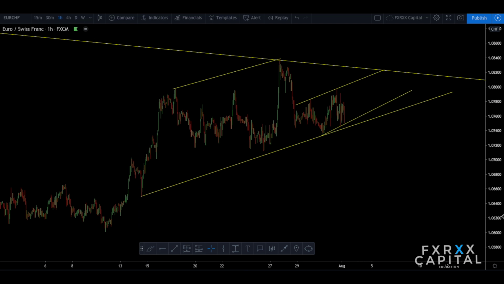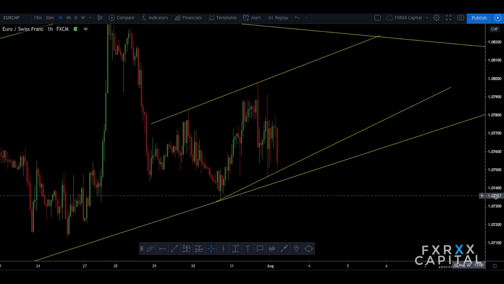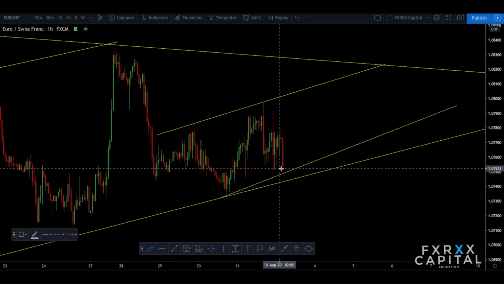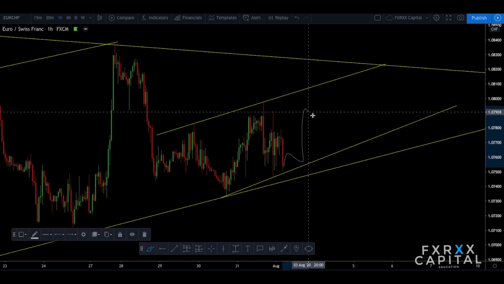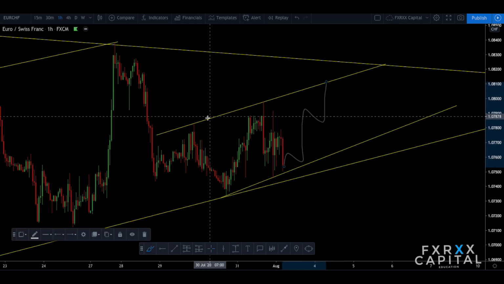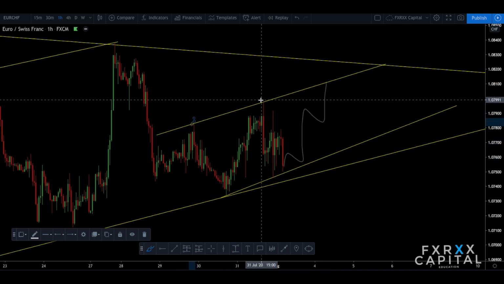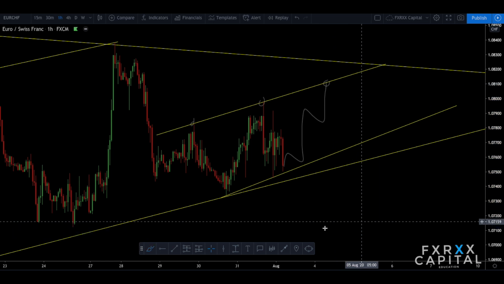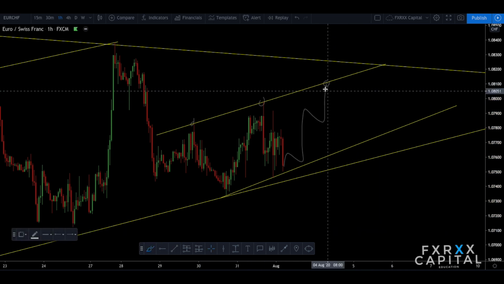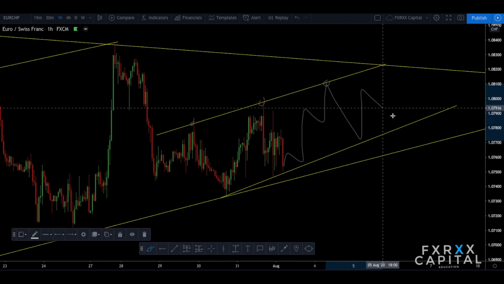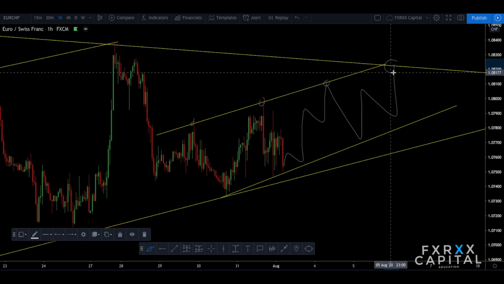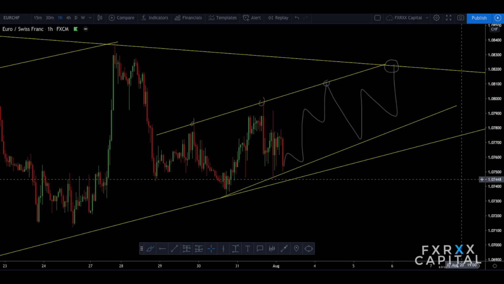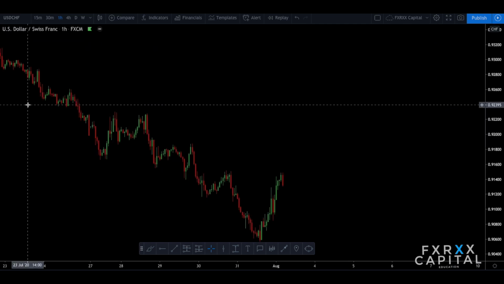So my plan for this pair is I will wait for price movement at the third touch and sell it from here. If price continues to create structure, we wait for price to test this high time frame trend line and sell it from here. That's all for our top pairs.